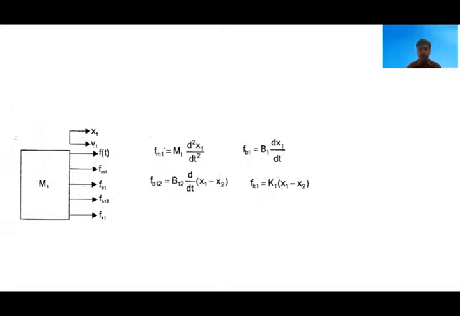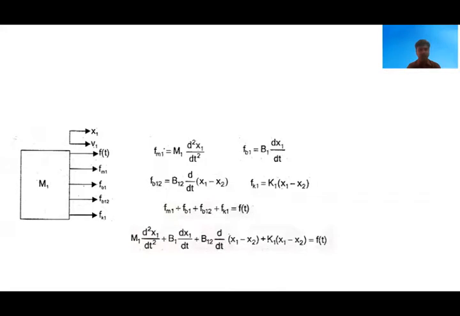If you substitute all these opposing forces in the force balance equation, that is Fm1 plus Fb1 plus Fb12 plus Fk1 is equal to f of t, we will get m1 d square x1 by dt square plus b1 dx1 by dt plus b12 d by dt of x1 minus x2 plus k1 into x1 minus x2 is equal to f of t.